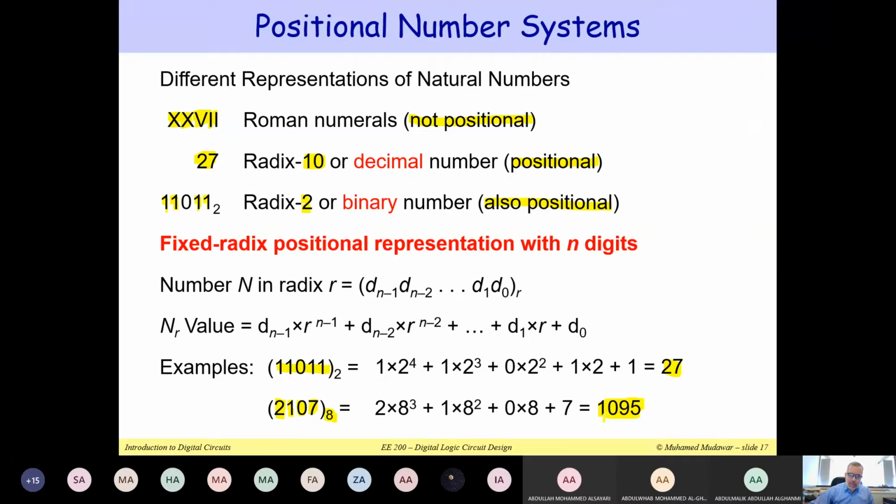Notice that this 1 is multiplied by 1,000. This 9 is multiplied by 10, and this 5 is just multiplied by 1. Notice the 0 here is multiplied by 100 because there are 0 hundreds inside the number. So the 0 is a very important digit in the positional number system. Questions about this? Is this clear?